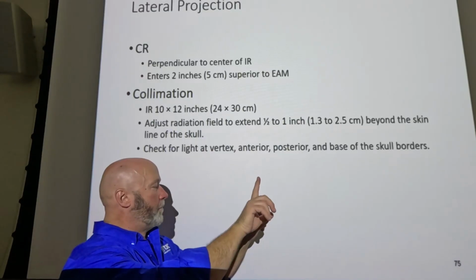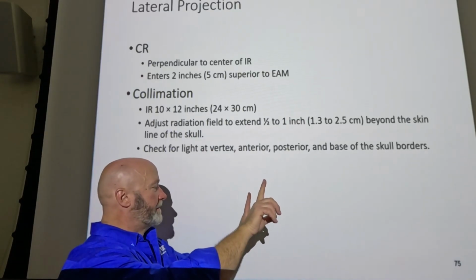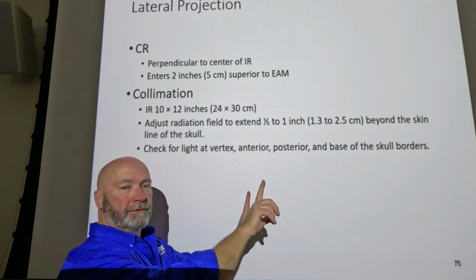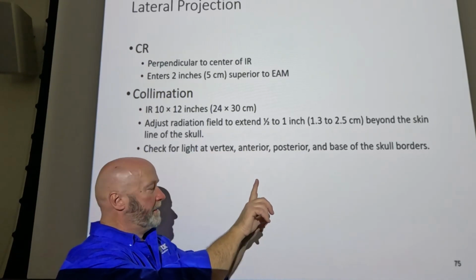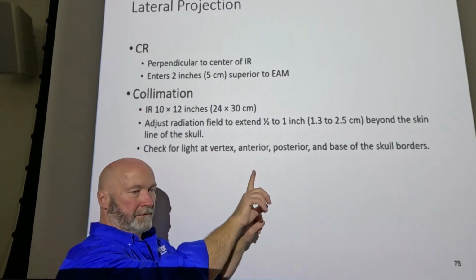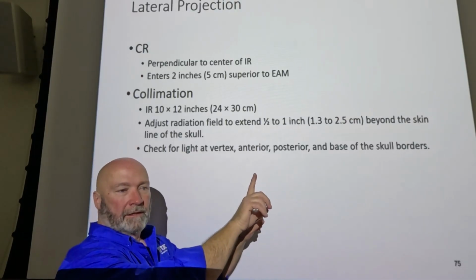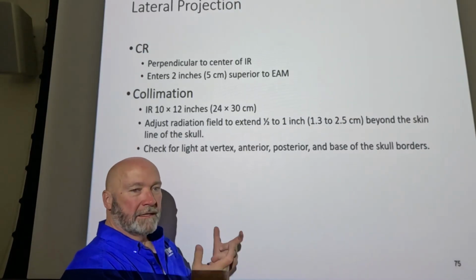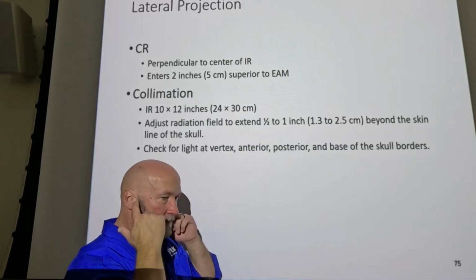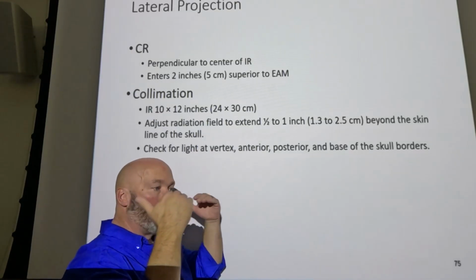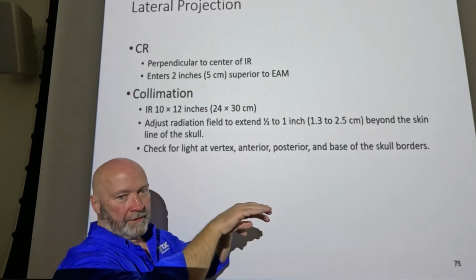If you've got one that's anterior to the other, then what you've got is rotation, right? If you've got one that's superior to the other, then what you've got is tilt of the head, okay? So you want clinoid processes superimposed, you want your TMJ superimposed, you want the orbital roofs superimposed.